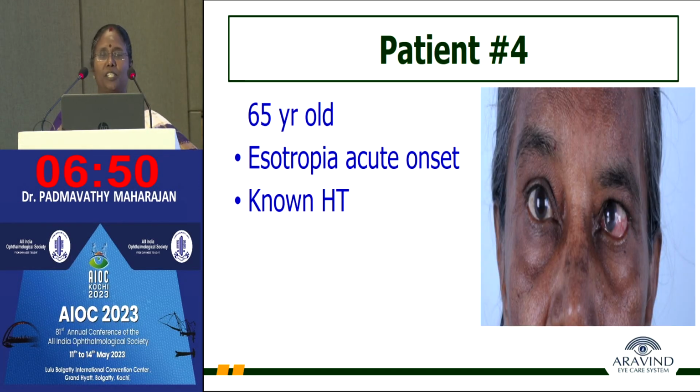The next patient is a 65-year-old. She had an acute onset of ET. She was a known hypertensive. Will you take this case as an ischemic 6th nerve palsy?